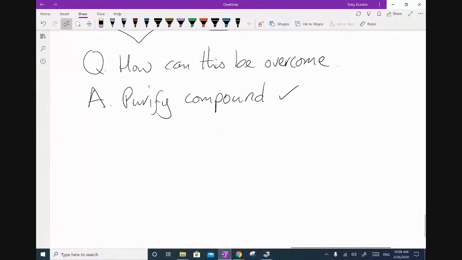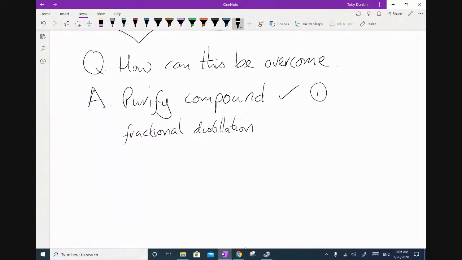So, purifying the compound, the first way to overcome it, is going to be the first mark. But then the second mark is you're going to have to tell them how you're going to do it. So this could be fractional distillation. Always a good one. Fractional distillation.